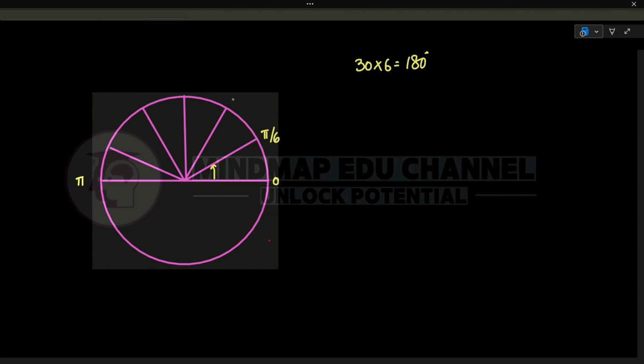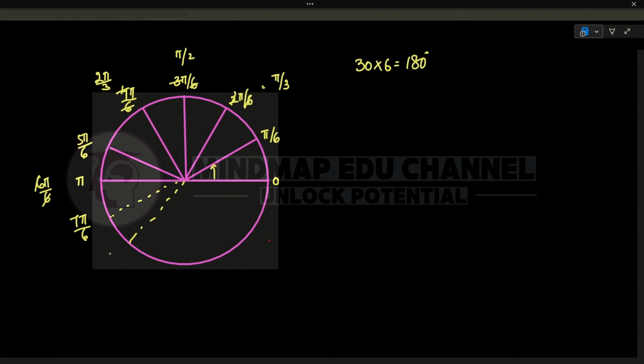1 pi by 6. Here let's say this is 2 pi by 6, and reduce it. What we will get? We'll get pi over 3. And here it will be 3 pi over 6. After reducing, we will get pi over 2. So here it will be 4 pi over 6, and what we will get? 2 pi over 3. And next is 5 pi over 6. Here it is 6 pi over 6. Then next point here will be 7 pi over 6.